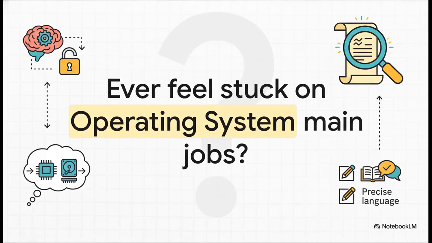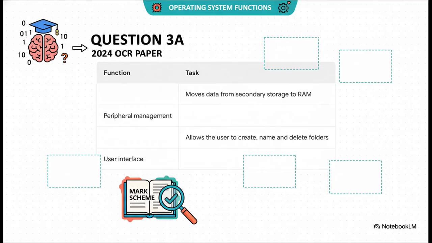They can seem a little tricky, right? But don't worry, we're going to break one down step by step so you know exactly what to write to get those full marks. Okay, let's dive right in. This is question 3A, taken from a recent OCR exam paper. And our mission, should we choose to accept it, is to fill in these 4 empty boxes. And not just with any old answer, but with the exact terms from the official mark scheme.